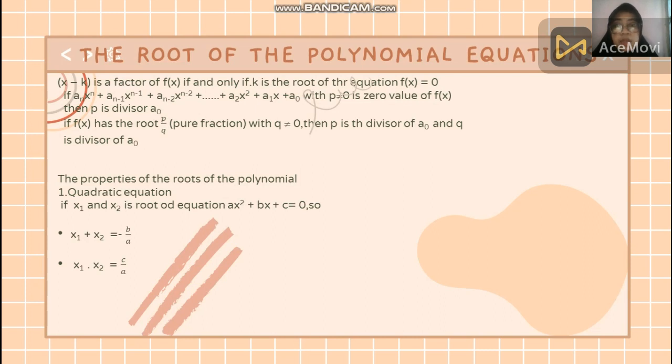The properties of the roots of a polynomial. 1. Quadratic equation. If x1 and x2 are roots of the equation ax to the power 2 plus bx plus c equals 0, then x1 plus x2 equals minus b over a, and x1 times x2 equals c over a.